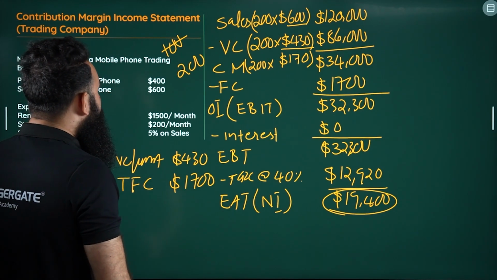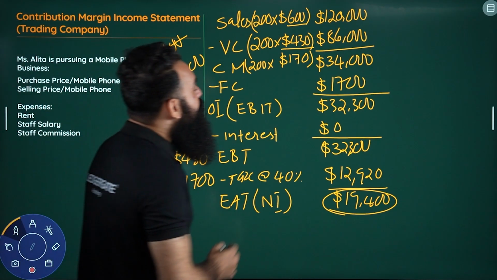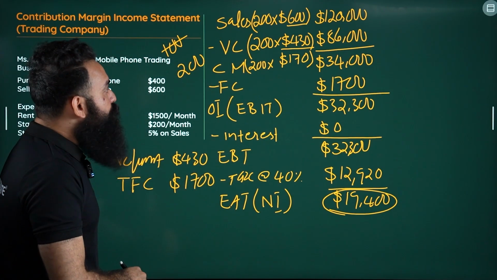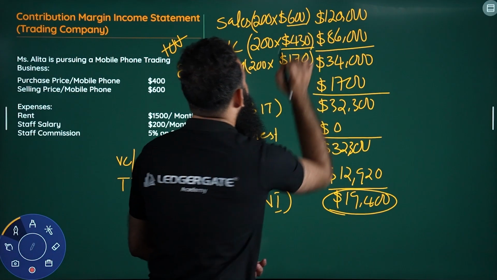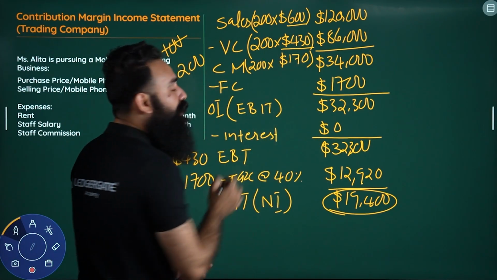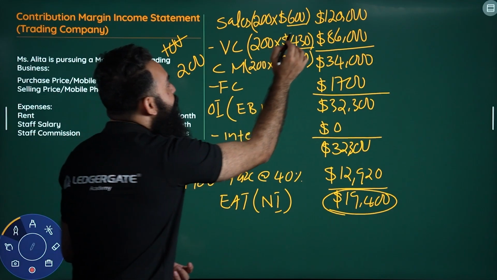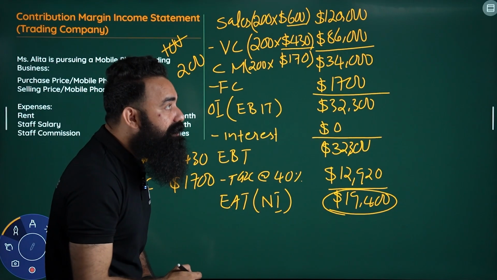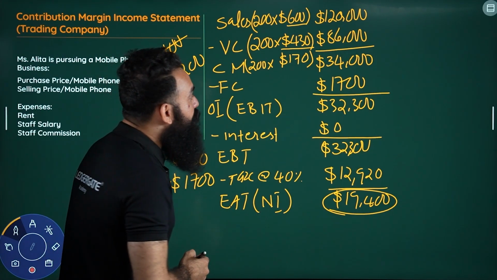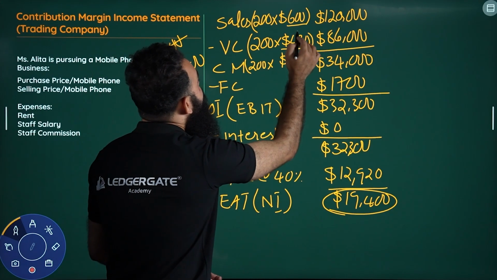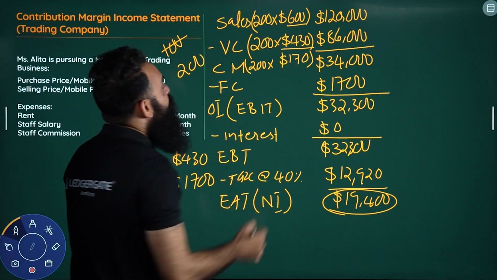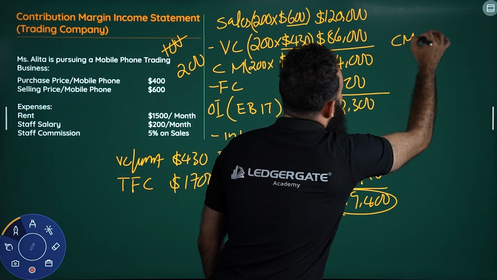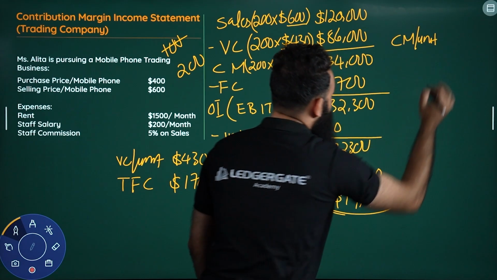Now, from this we can discuss some technical terms. As we know, this is selling price, this is variable cost. When we deduct this variable cost from sales, it will become contribution margin. Likewise, when we deduct this variable cost per unit from selling price, that would become contribution margin per unit. Contribution margin per unit.